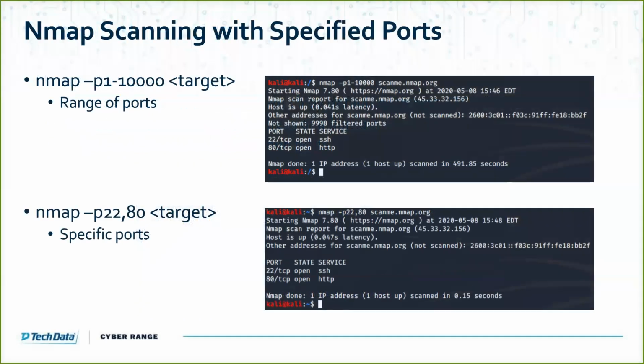Nmap allows you to define which ports you wish to scan. In our first example here, we tell Nmap to scan a range of ports, in this case, ports 1 to 10,000. We do this by typing nmap -p and then 1-10000 and then the target. The second example shows Nmap only scanning specific ports, in this case ports 22 and 80. This is accomplished by typing a comma-separated list of port numbers after the -p flag.